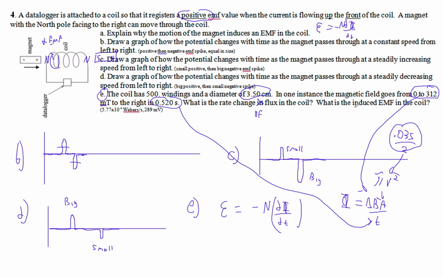Then it says, what's the induced EMF? Well, the rate change of flux times the number of windings will give you that, so don't forget the N. As far as the negative sign, that's all wrapped up in whether it's a north pole that way or a south pole that way. But in this case, by the way, if it's increasing to the right, we'd create flux to the left. The way to do that is the current would go up the front of the coil, and it would register a positive EMF on the data logger. That's not asked here, but there you go.